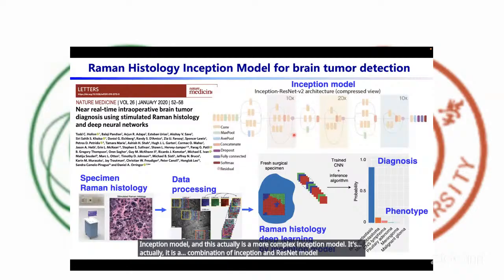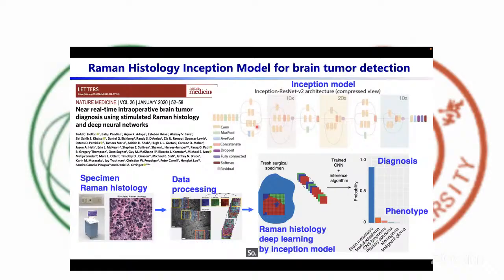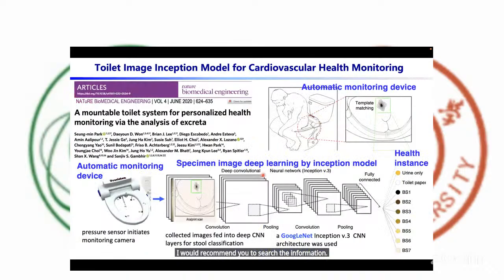So you can see that in order to achieve a good performance, sometimes you have to use different architectures. Sometimes you have to combine architectures. This part is a typical inception model. Again, for details of the inception structure, I recommend you search for the information and study it yourself. Okay.